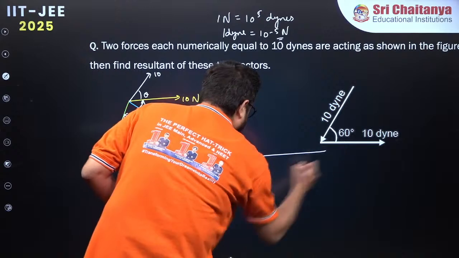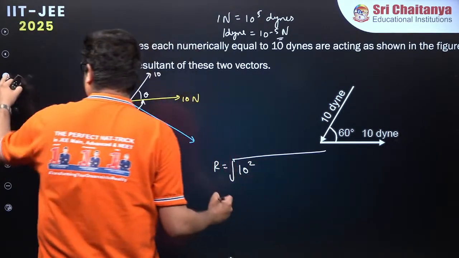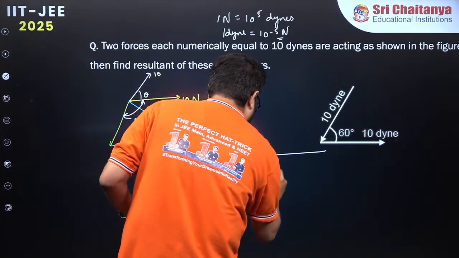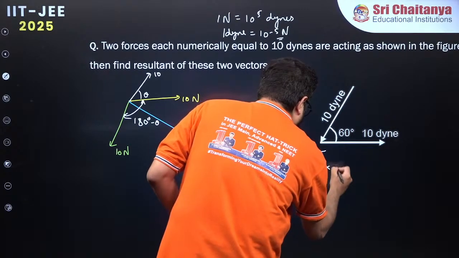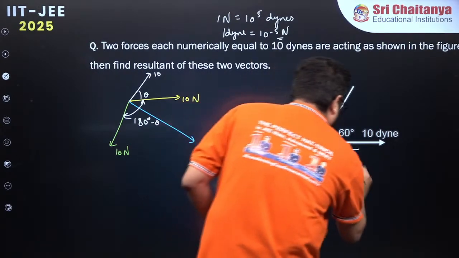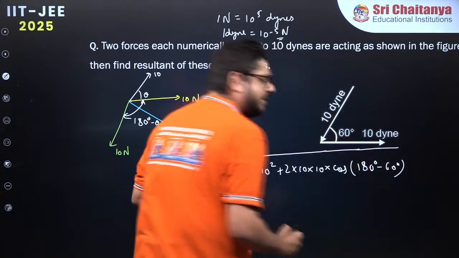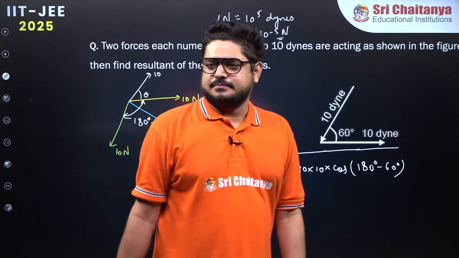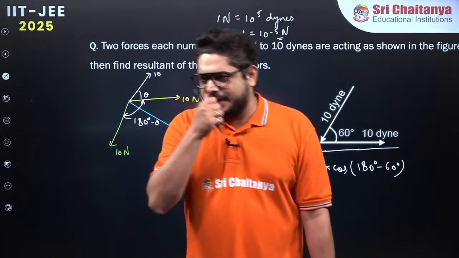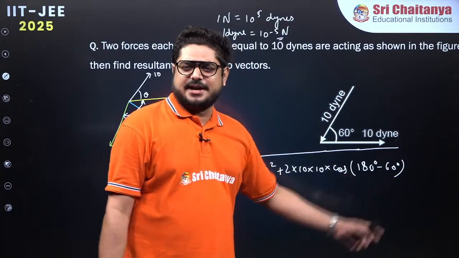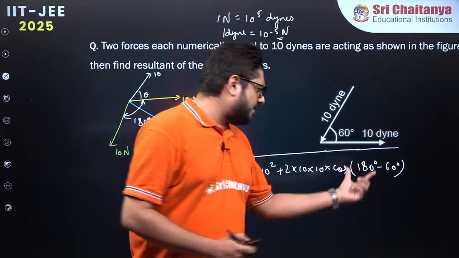So now we can directly say that the resultant is going to be equivalent to the square root of 10 square plus 10 square, then plus 2 into 10 into 10, into cosine of 180 degrees minus 60, isn't it? Those in favor of this equation can give a thumbs up and press the like button. So 180 minus 60, is it clear? It has to be 180 minus 60.